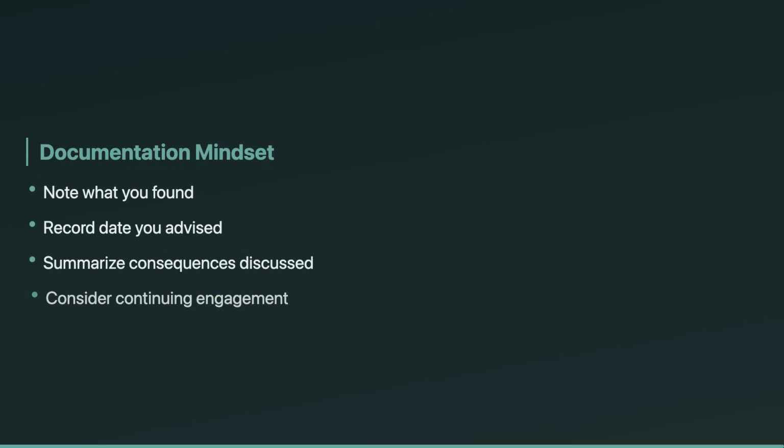Finally, think like a professional. Document that you advised the client. Circular 230 doesn't give a magic form, but your file should show what you found, when you told the client, and that you explained consequences. If the client refuses to correct it, you're generally not forced to amend or report, but you should consider whether you can continue the engagement ethically and competently going forward.